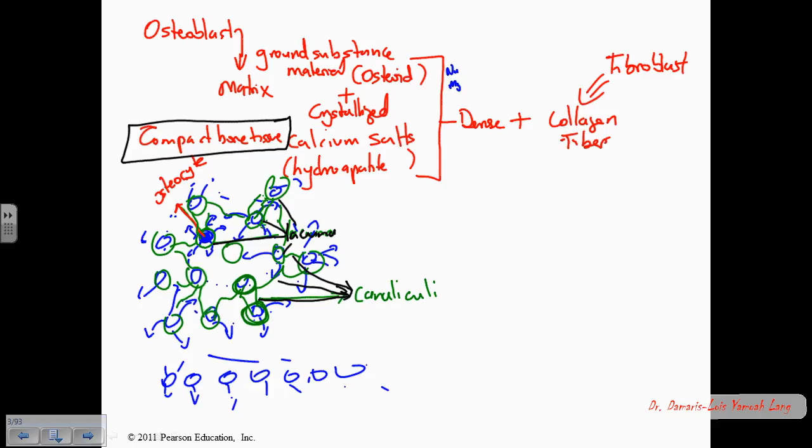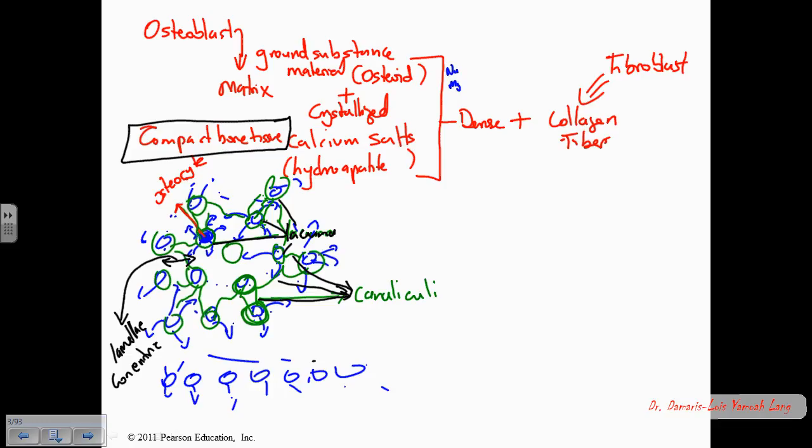So the space where the canaliculi are traversing, they call that space lamellae. And if it's in a circular form, like in this picture that I've just drawn here, we'll call it concentric lamellae. And if it's in a straight line, then interstitial. If it's around the bone, it's called circumferential lamellae. We'll look at all those specific names later.